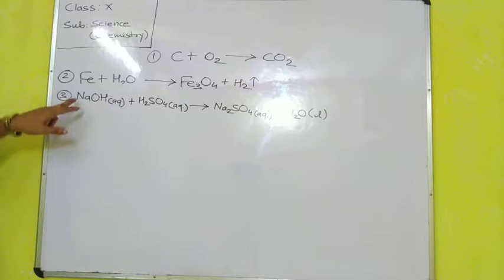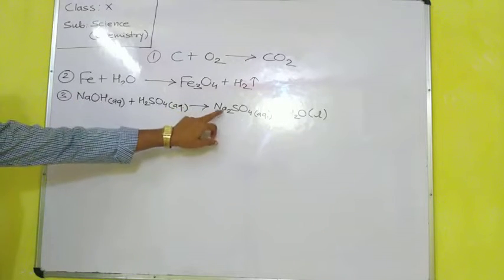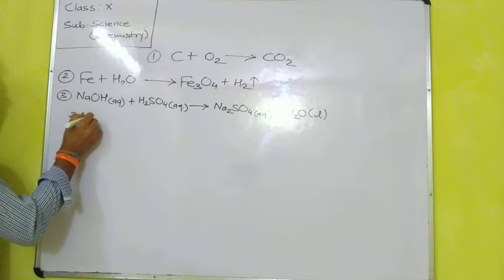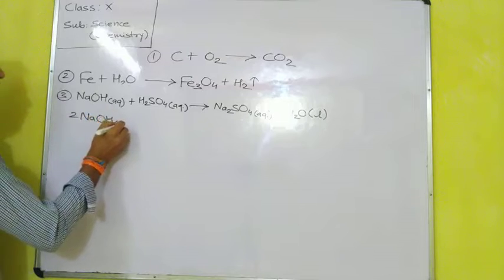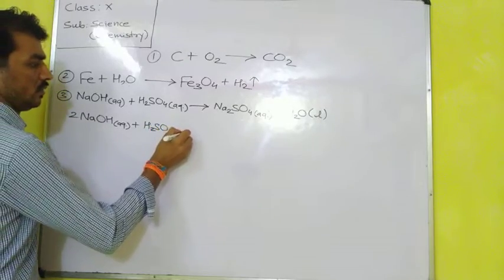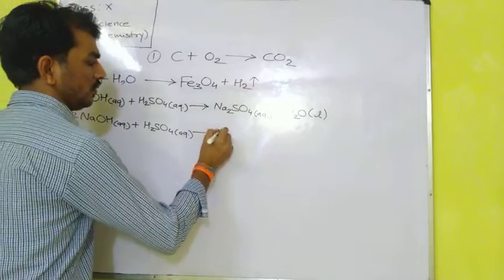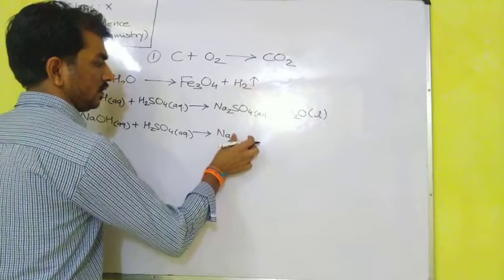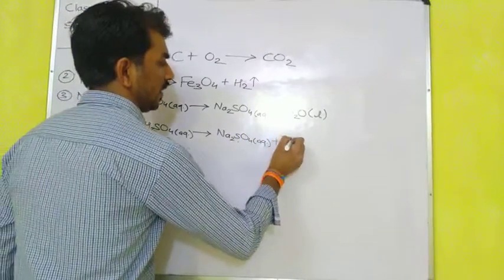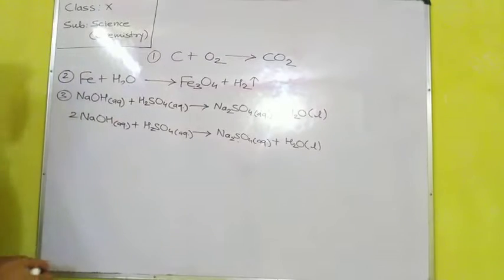First we have to start the balancing of metals. In both compounds, which is the metal? Sodium. In the reactant side, 1 atom of sodium is present, and in the product side 2 atoms of sodium are present. So we have to start the balancing of sodium. So 2NaOH plus H2SO4 is equal to Na2SO4 plus H2O. So now sodium is balanced.